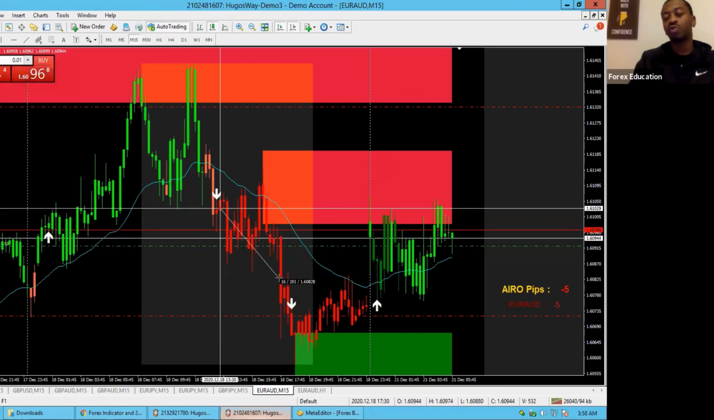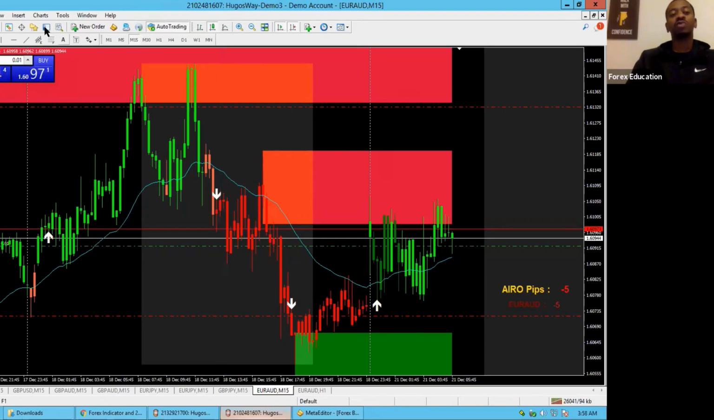Boom. It tells you the price at what 20 pips is at. It tells you exactly what price you need to put it at for 20 pips. That's it. That's how you use the software real quick.